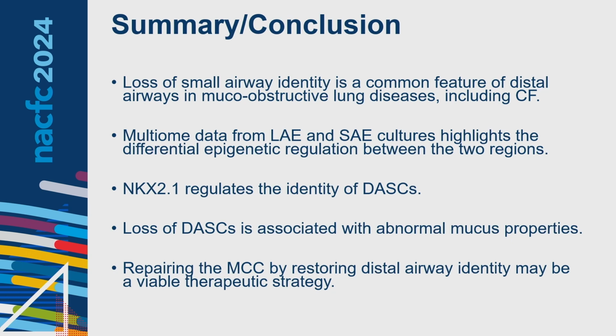So, in conclusion, we were able to identify differences in regulation between large and small airways, and we identified a specific transcription factor, NKX 2.1, that we think regulates the identity of DAS, a cell type that is lost in muco-obstructive lung disease, which we think contributes to the pathogenesis of them. And we believe that repairing the mucociliary clearance system by restoring distal airway identity may be a viable therapeutic strategy in the future.